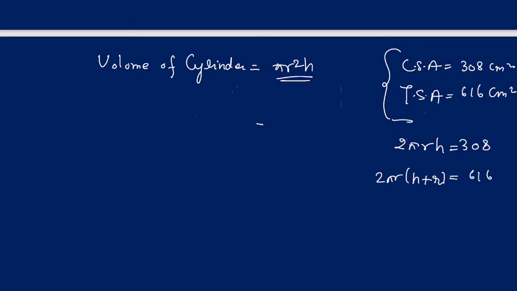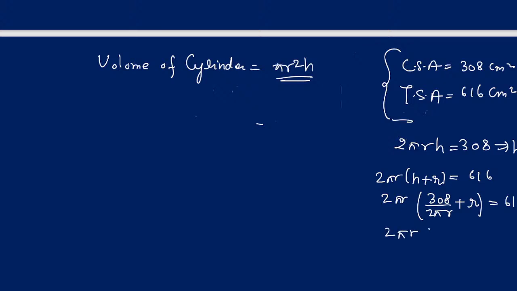Then student, from this equation, if you want the value of h or r, we can write 2 pi r, and in the place of h, from this equation I can write h equals 308 divided by 2 pi r. If we take out the value of h from here, 308 and 2 pi r will go to the divide side. Then the value of h can be written here: 2 pi r and plus r equals 616.